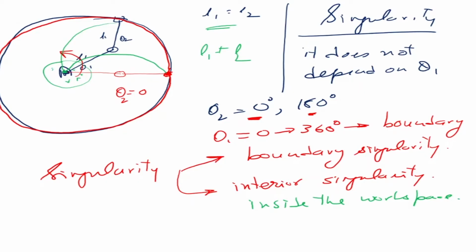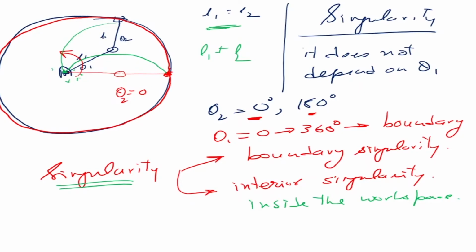Now the 2 degree of freedom manipulator, as we have seen, where L1 is equal to L2, does not have an interior singularity because this is the point here, and it can go everywhere else. But some manipulators can have interior singularities also. Higher degree of freedom manipulators can have interior singularities. So this is the definition of what we mean by a singularity, and we can get an idea of the singularity by looking at the Jacobian.